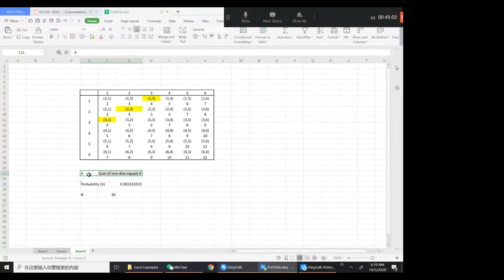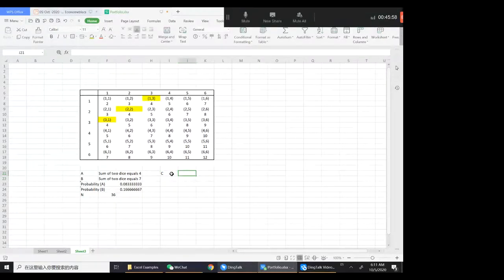So let's see. This is B, and the probability that the sum of two dice equals seven. So I can see 1, 2, 3, 4, 5, 6. So N is 36. Probability of B will be 6 by 36, right? That's it. So there is a 16%, almost 17% chance that I can have a sum equal to 7 with two dice. So I'm not going to bet. It depends. If I'm risk lower, I will bet.